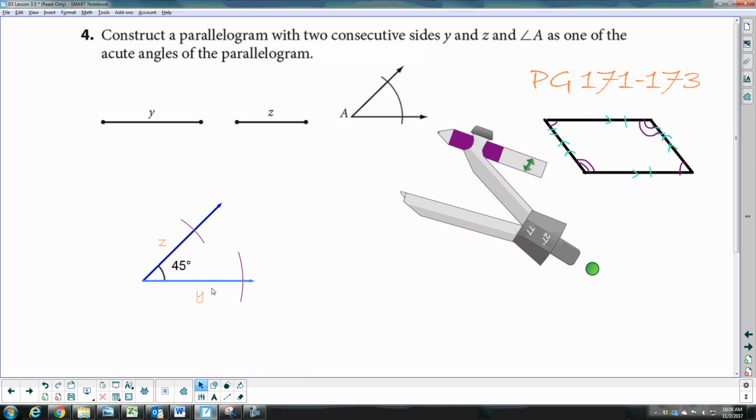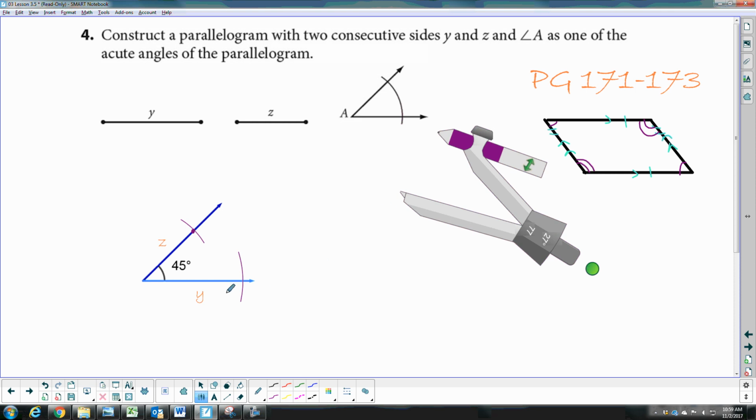And that would say that if we made this parallel line, that this angle right here would have to be 45 degrees. So let's do it that way. Since we already did one using alternate interior angles, let's try one with the corresponding angles. So this is going to be your vertex right here.